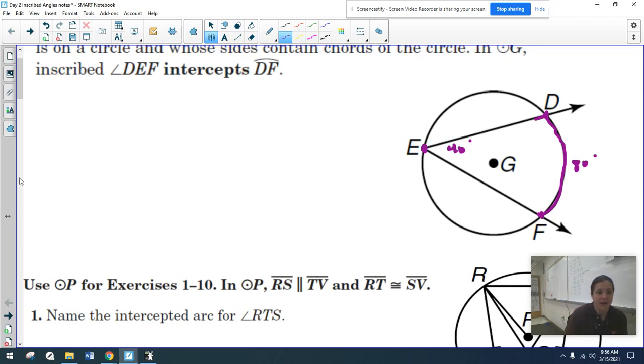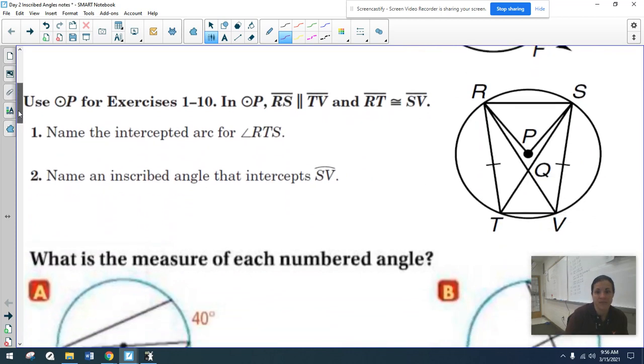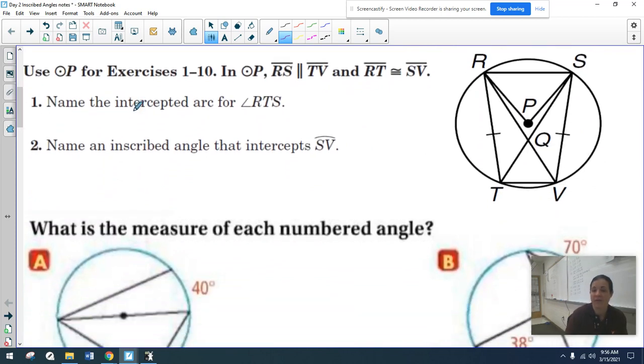Okay, so now what we're going to do, the first one's kind of more vocabulary. That's the only thing I'm showing you today. Everything else is just example problems. This says name the intercepted arc for RTS. If you highlight R, T, and S, they just want you to know the arc. This is a super intro problem. You're not going to see things this easy, but I just want to show you that it makes that arc right there. So we're talking arc RS.